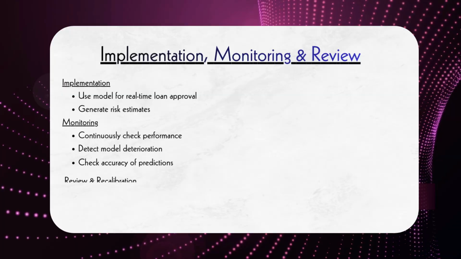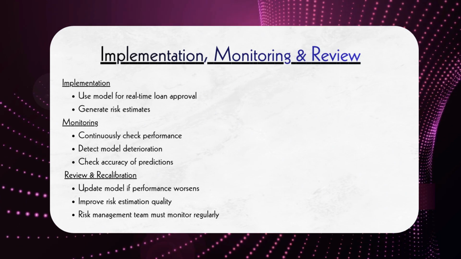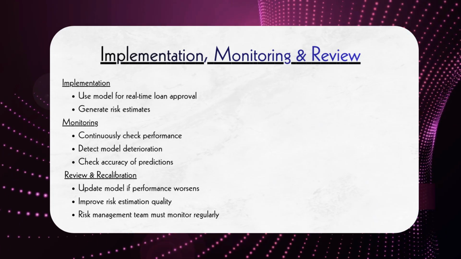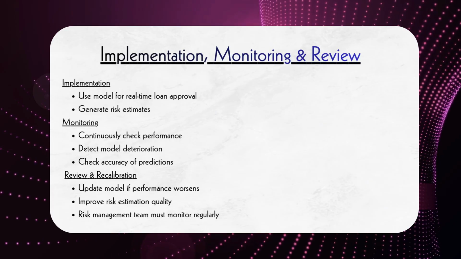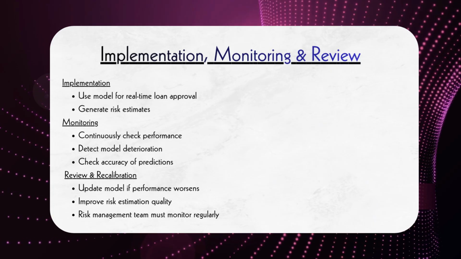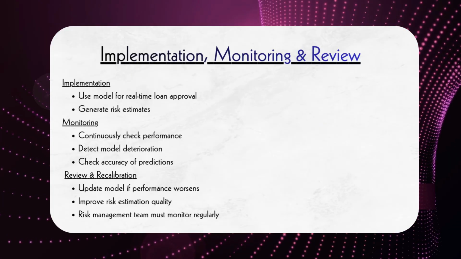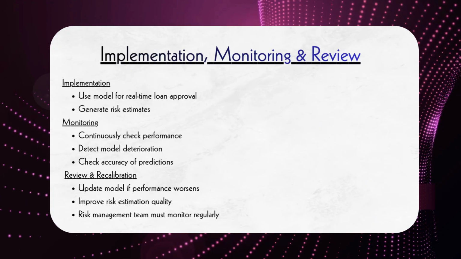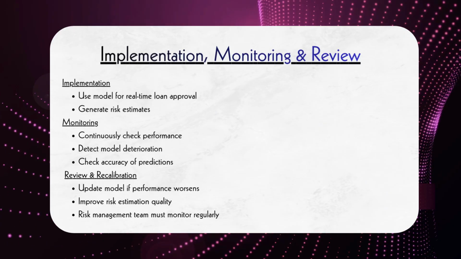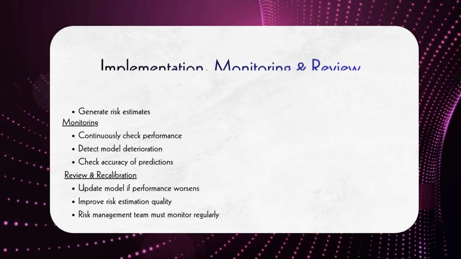The final step is implementation, monitoring, and review. Once the model is finalized, it is implemented for real-time risk estimation and loan approval decisions. However, the process does not stop there. The model must be continuously monitored to ensure it maintains its predictive accuracy. Risk managers should identify any deterioration in performance or decline in the quality of risk estimates. If necessary, the model should be recalibrated and improved. Continuous review ensures that the credit risk scoring and rating system remains reliable and effective over time.